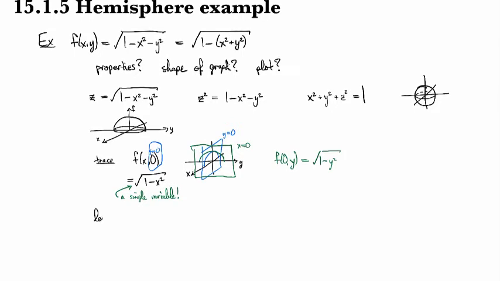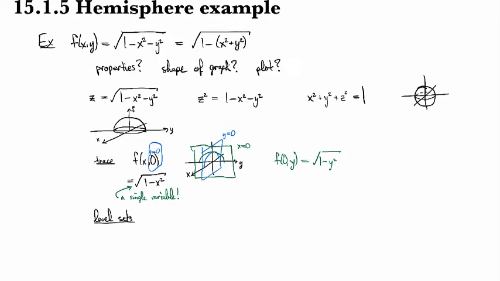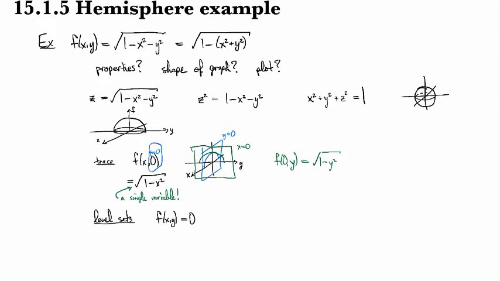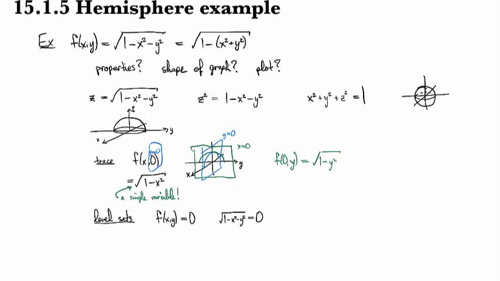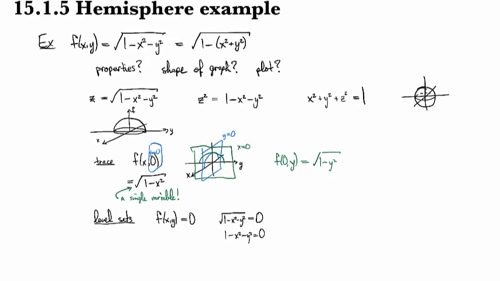We could also look at level sets. A level set is where instead of fixing the value of an input variable, you fix the value of an output variable. So we could say, what's the level set where f of x, y is equal to 0? Well, then that means we're looking at 1 minus x squared minus y squared being fixed equal to 0. Now we've got another equation to play with. I could square both sides, and then I could move the x and y terms over to the other side.